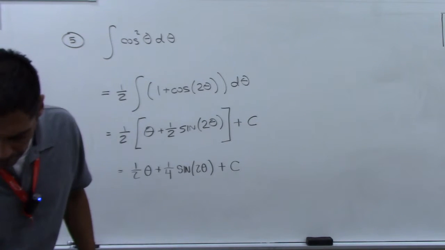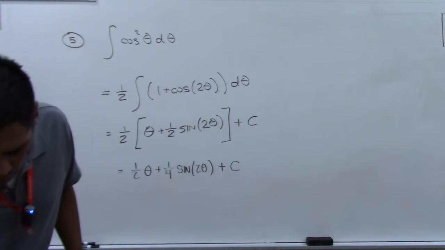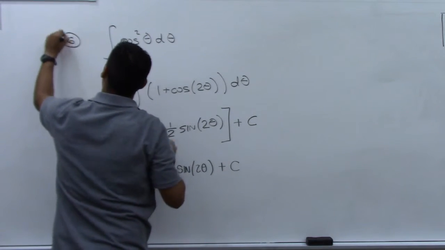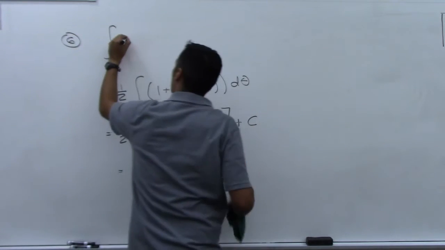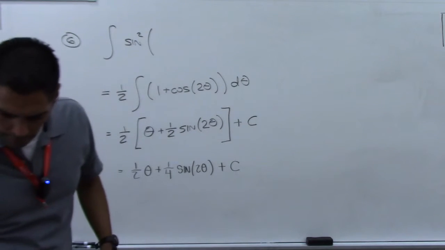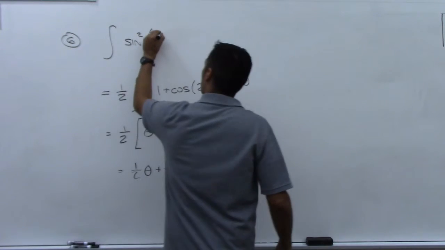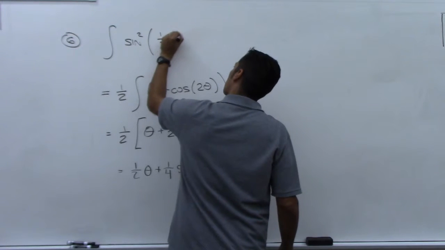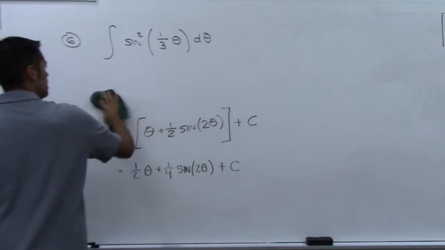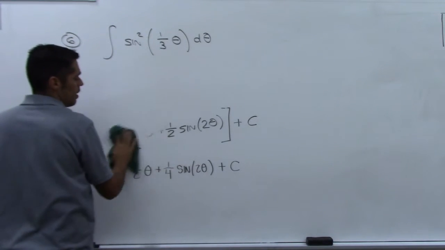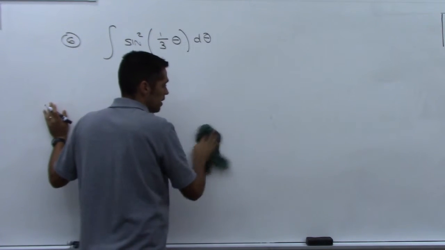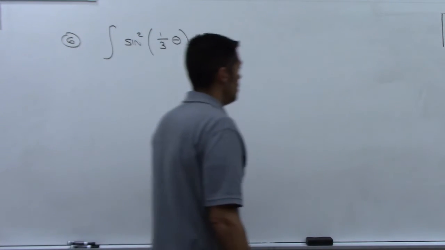Number 6, sine squared of 1/3 theta. Sine squared, how do they write that? 1/3 in front? Yeah, 1/3 theta d theta. This problem is going to work exactly like the last one, except, well, because it's squared, we have an even power, not an odd, except that we have to use a different formula. We have a different formula for reducing the power on sine.